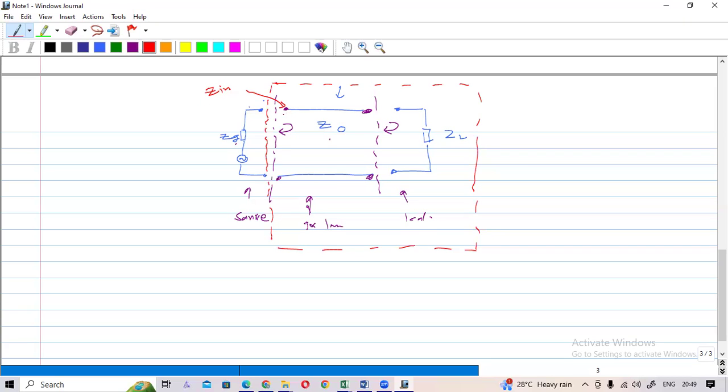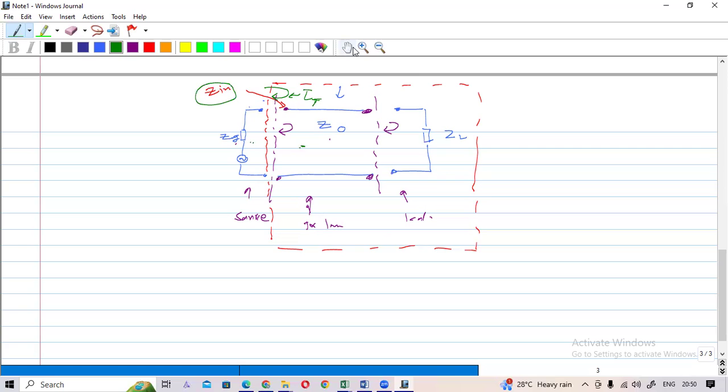And if you consider this total circuit, if a signal is fed here, there is a reflection. If you consider this total circuit, this is called the total reflection. Now here you are considering Zg and only this transmission line, Zg and Z naught. But here, for the total reflection coefficient, you are considering the overall input impedance Z in.